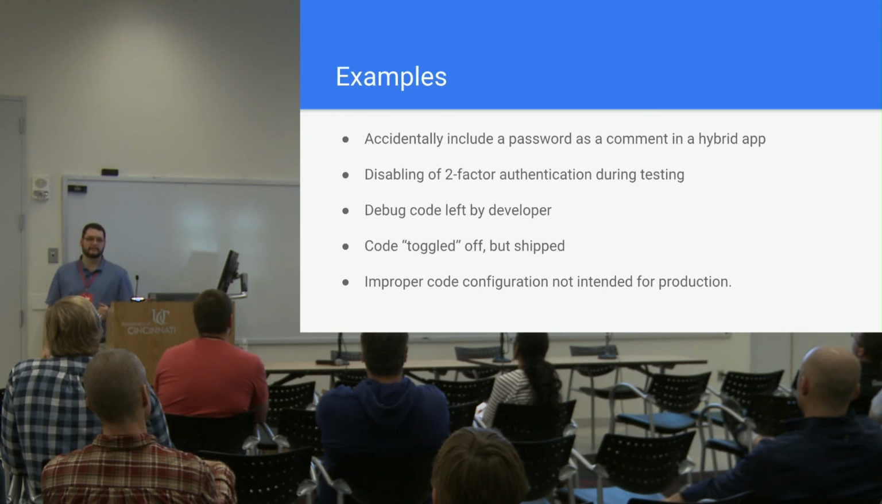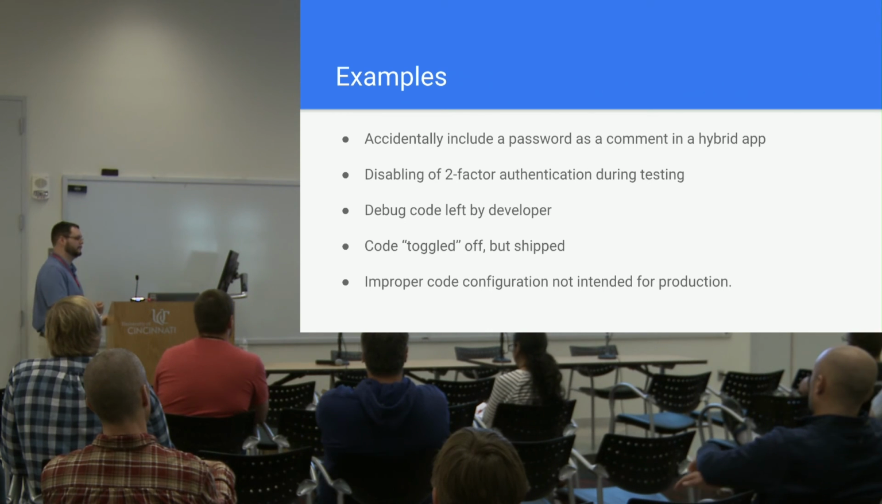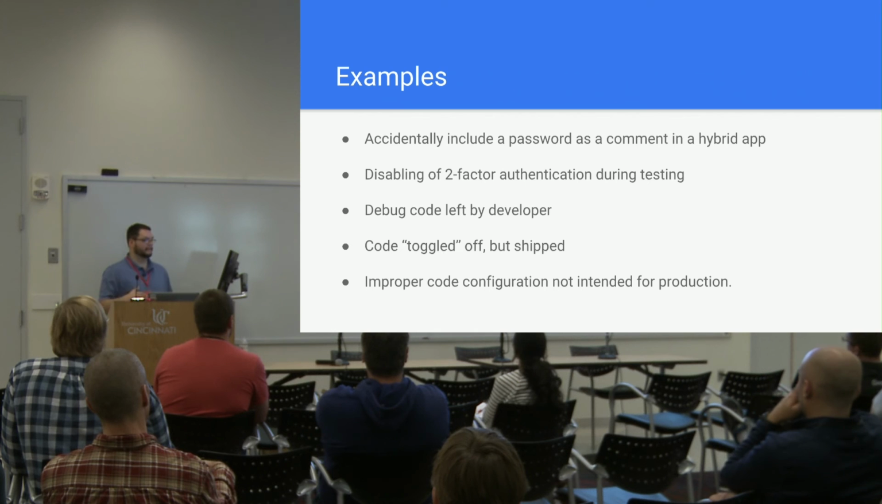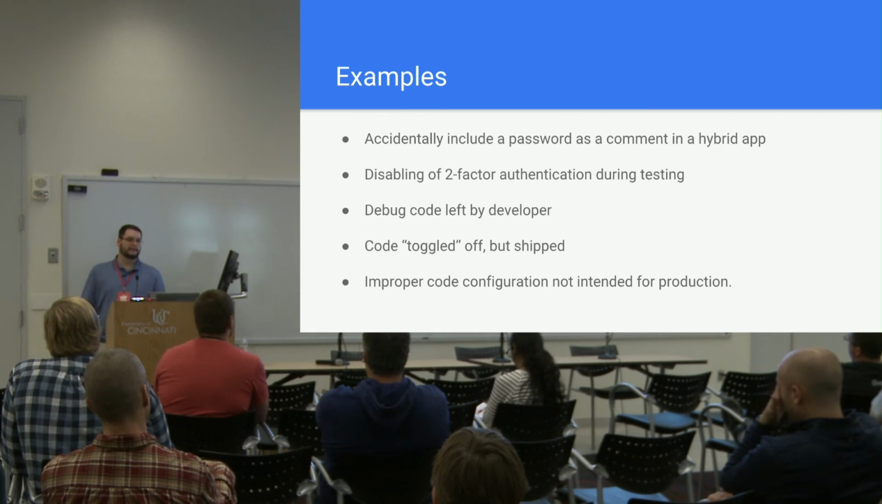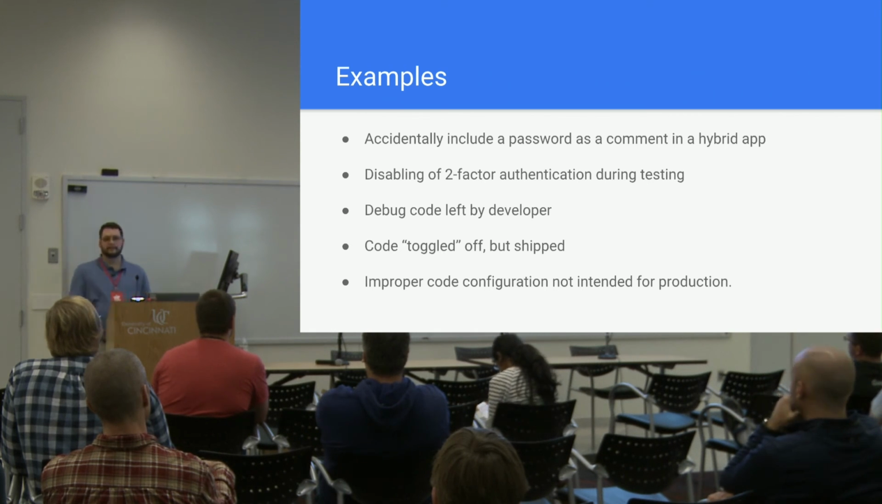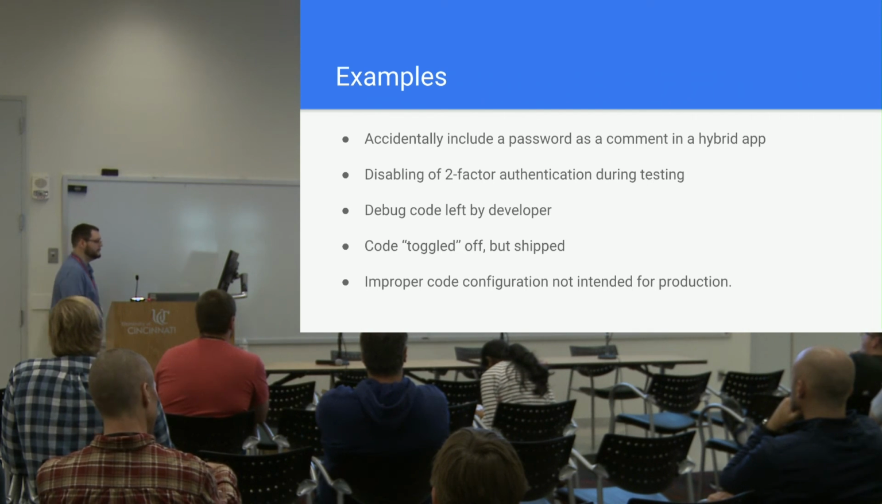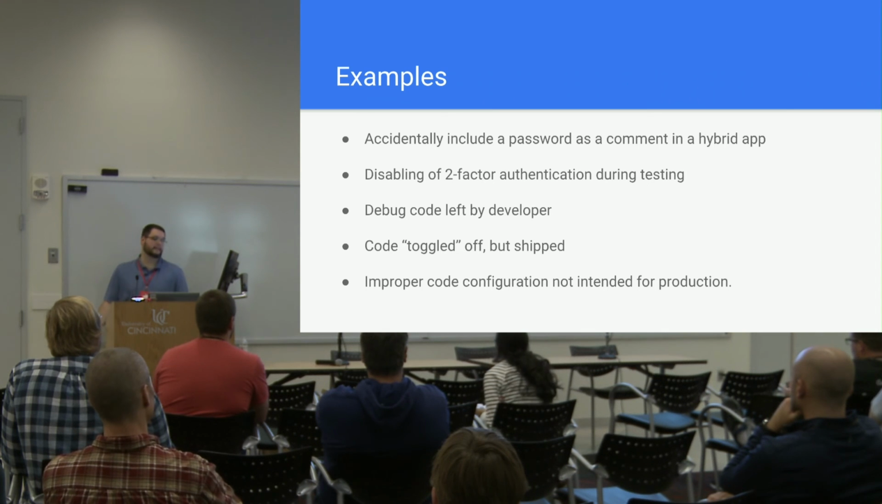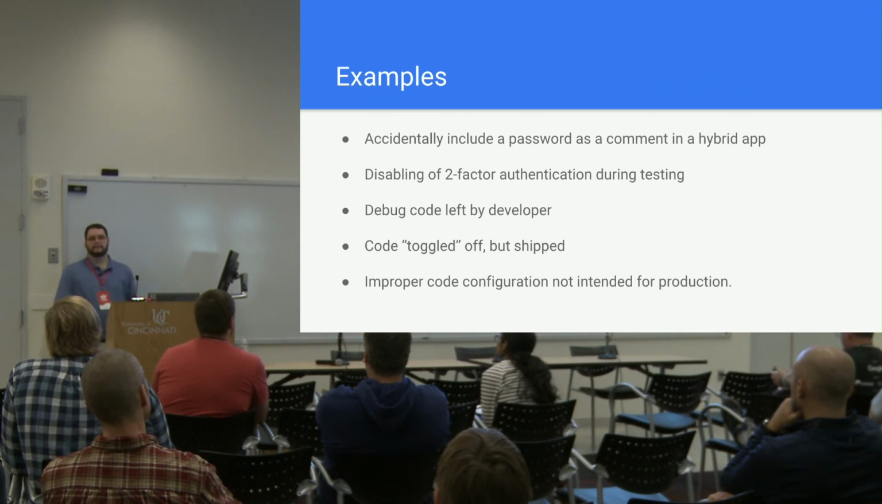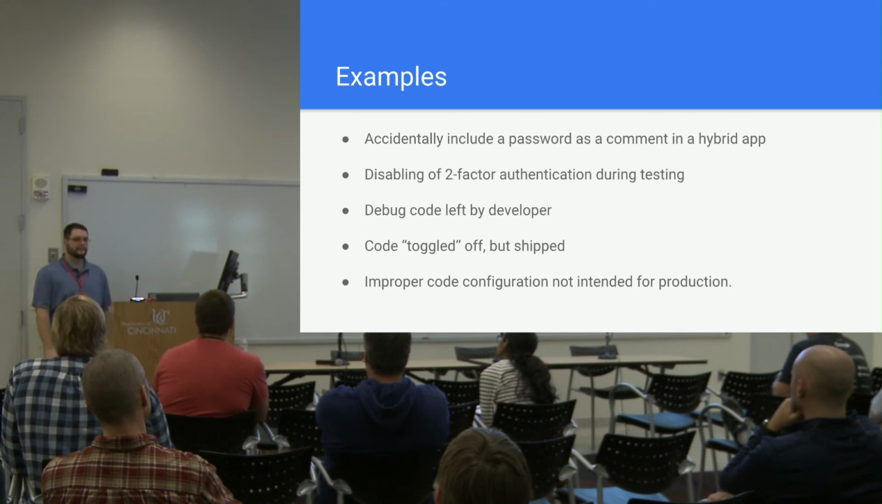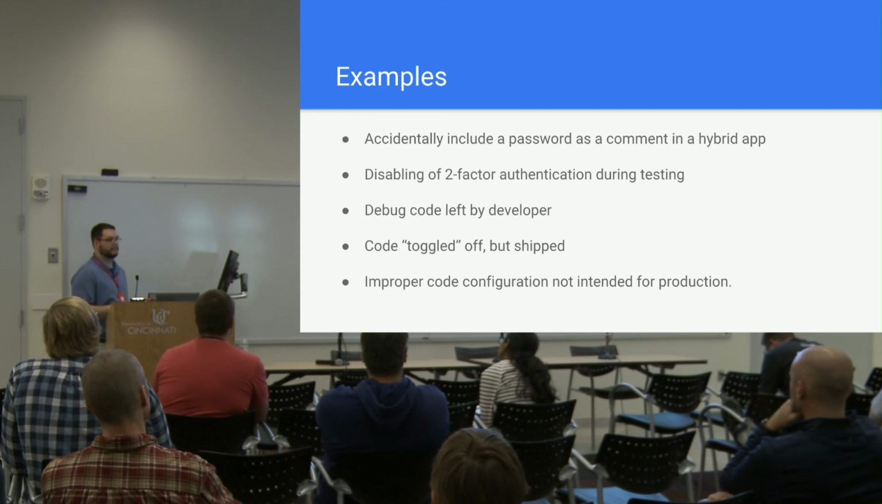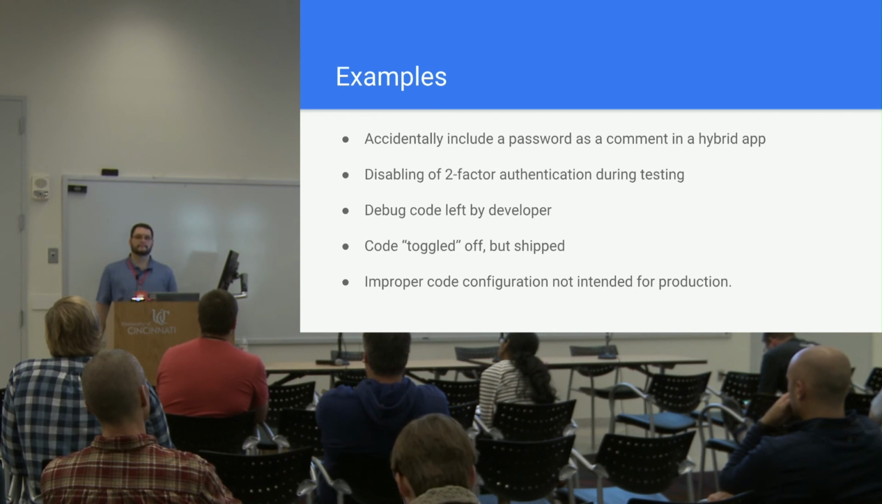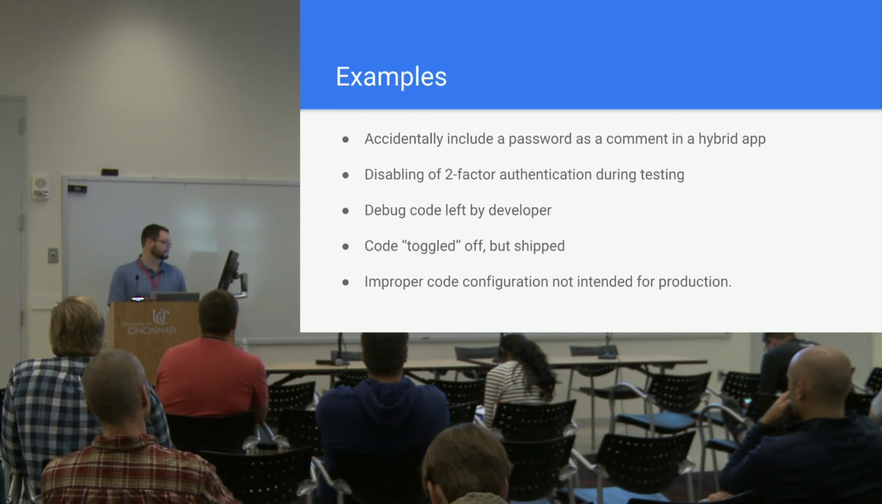There are certain cases where you may intend to ship toggled off code with the intention of toggling it on, but in some cases this could be giving your competitors an advantage. They could decompile your app and see, oh, you have this thing coming out at some point in the future. Or some improper code configuration otherwise not intended for production. So because developers are doing these silly mistakes, it was enough to make the top 10 list, and then with reverse engineering being on there, you're basically giving everything to an attacker.